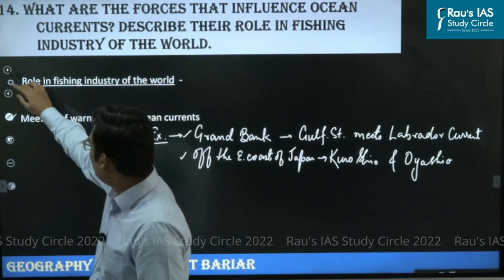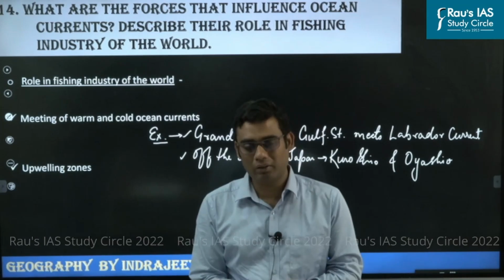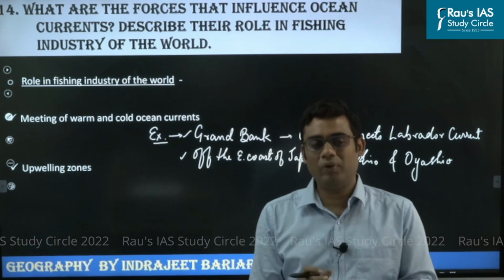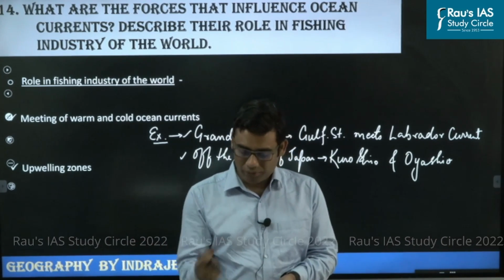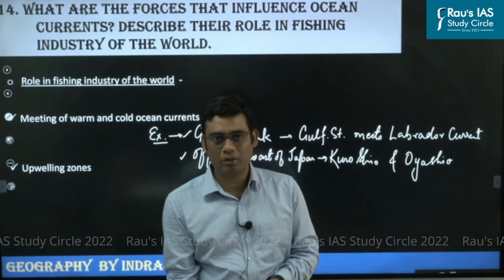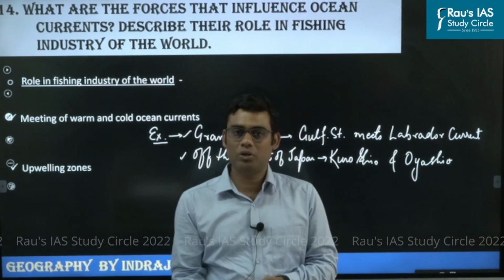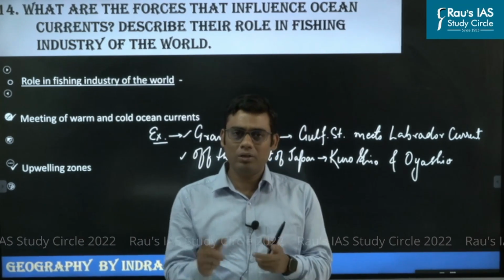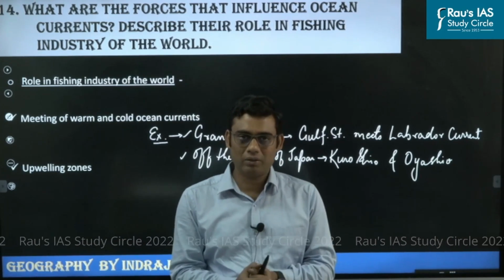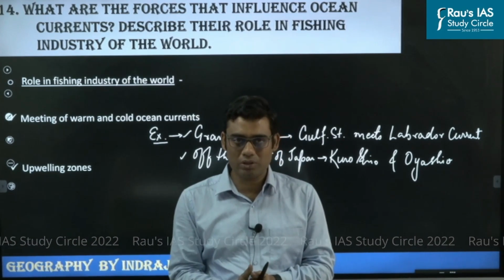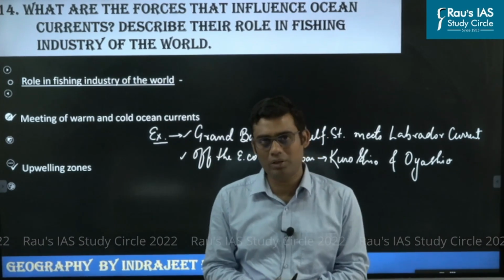Secondly, apart from that, another role can be seen in the areas of upwelling. In the upwelling zones, what happens? The cold waters coming from the bottom bring nutrients from the deep ocean to the surface. On these nutrients, phytoplankton grow. And when phytoplankton are there, they become primary food for the fishes. And so a good number of fishes can be found in these regions.